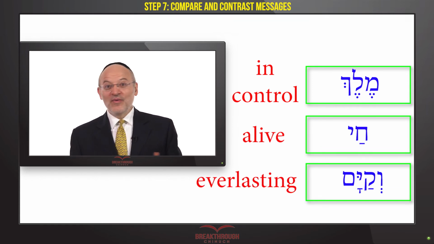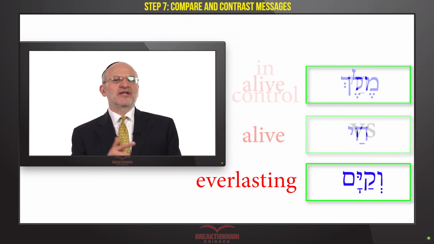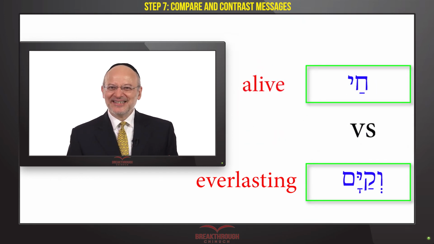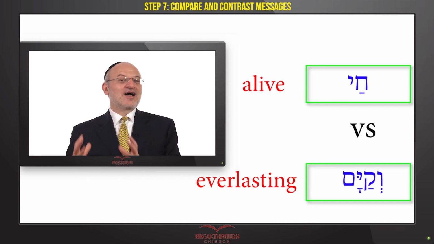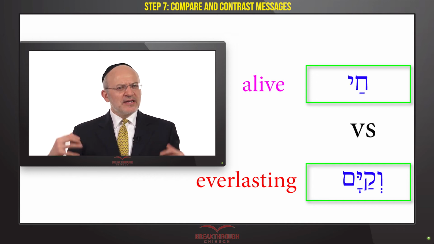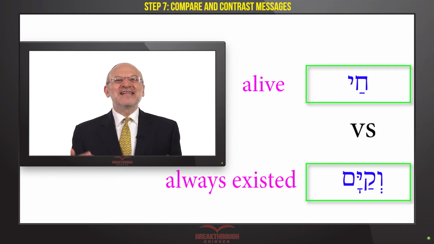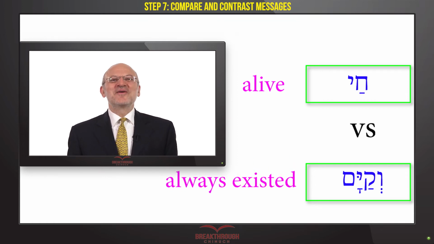Kiyum, always here. What's the difference between Chai and Kayam? And get the kids to talk this through. Because there is a difference. What does Chai mean? Alive. Oh, so it's happening now, right now. Kayam means what? Oh, it's always existed? Kiyum means existence. Kiyum means maintenance.